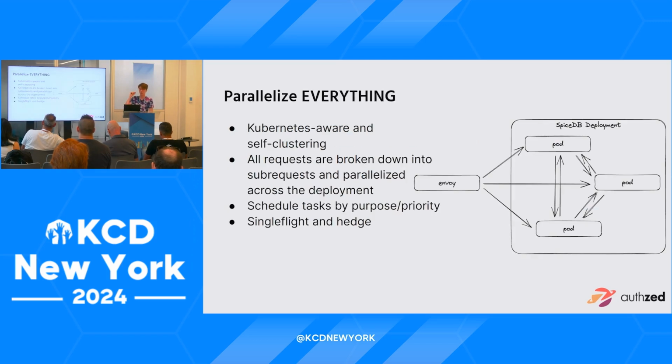Cool. So in the spirit of the first aspect of building these systems, concurrency, the first thing you're going to do is try to parallelize absolutely everything. SpiceDB is actually Kubernetes aware, and it self-clusters. So if you just deploy a deployment of SpiceDB onto a cluster, it's going to use the Kubernetes API and immediately auto-discover other pods running in that deployment.